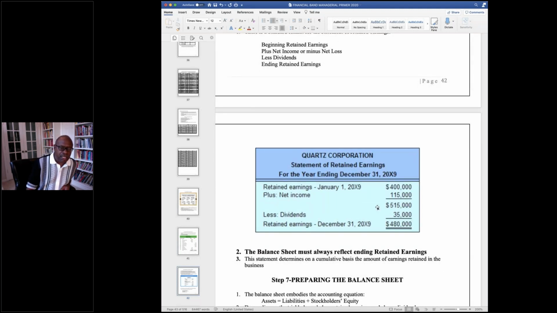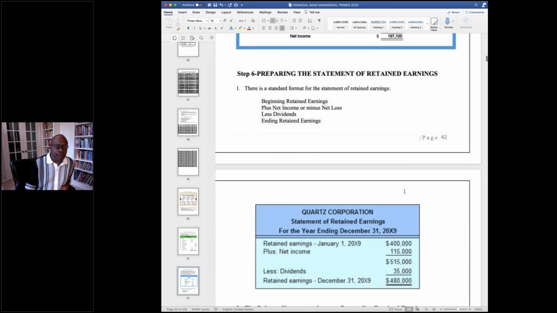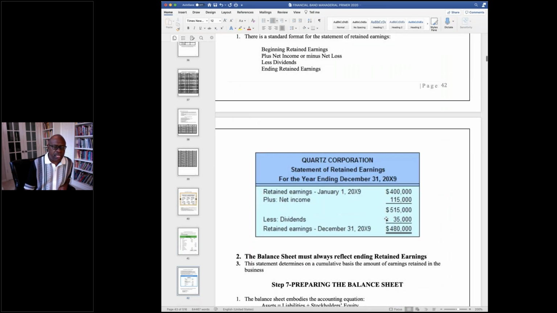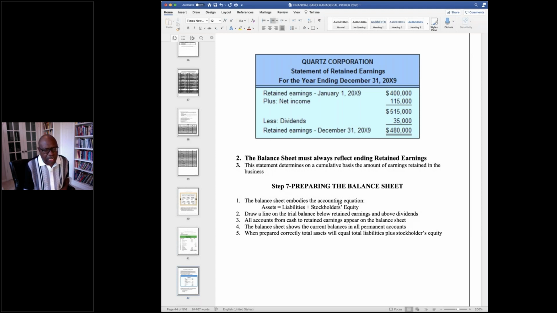The third statement that we prepare, okay, so we prepared an income statement, how much income we made. We prepared a statement of retained earnings, how much of this income that we retained in the business. The final statement we prepare is a balance sheet, and everybody has a balance sheet. You have a balance sheet. The balance sheet embodies the accounting equation, assets equal liabilities plus stockholders' equity. And so this statement is telling us what are the total assets at a particular point in time, December 31st? What are the total liabilities? And what's the total stockholders' equity?